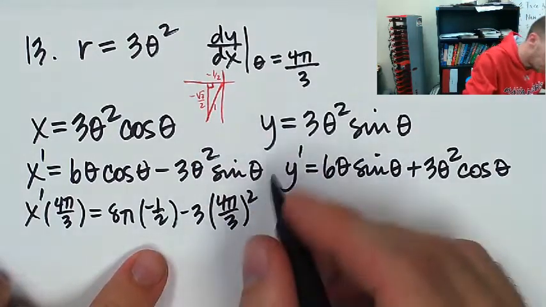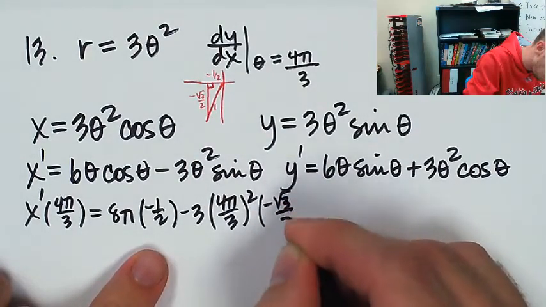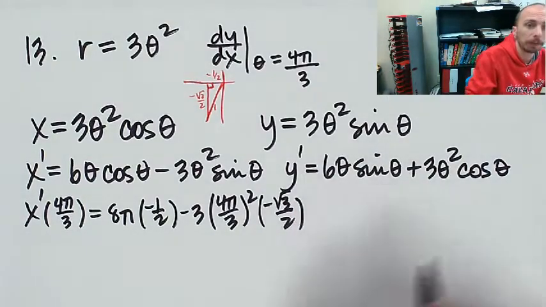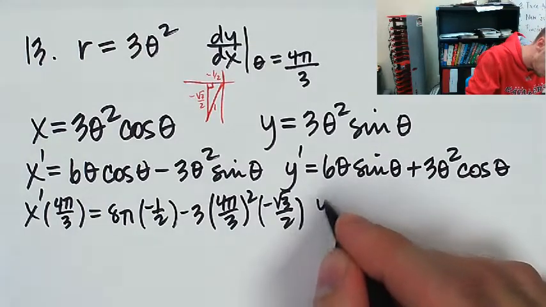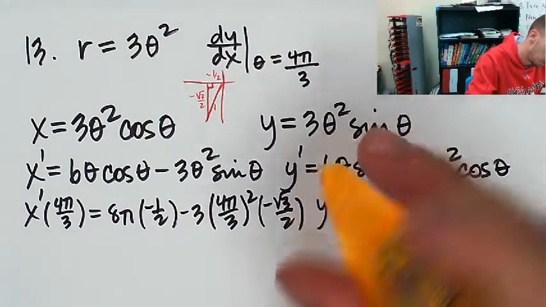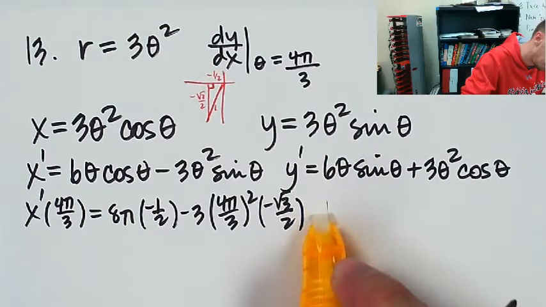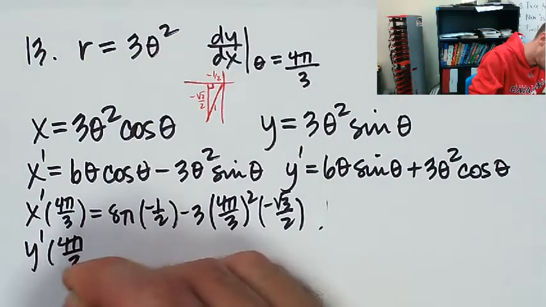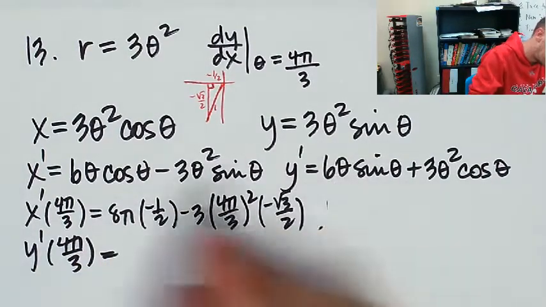Sine theta was root 3 or negative root 3 over 2. And yeah, I'm not going to be simplifying this. And then y prime. I'm not sure I'm going to be able to fit y prime in the amount of space I've got left, so I think I'm just going to start over down here. Y prime of 4 pi over 3 is going to be 6 theta.